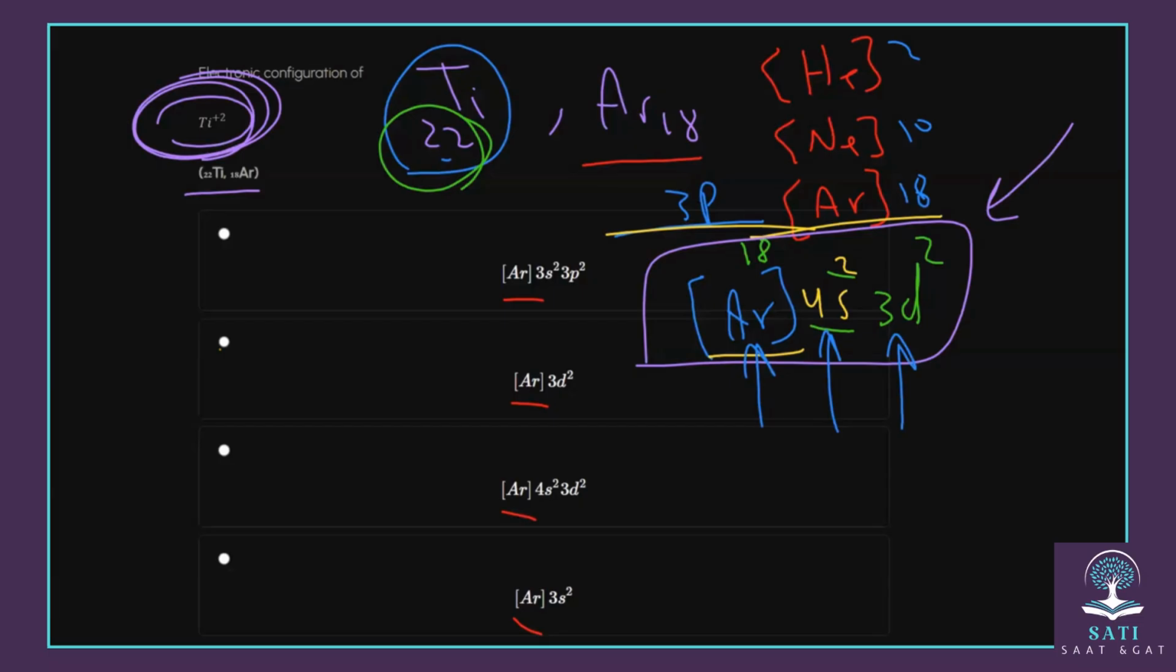Any element, when it loses electrons, loses them from the higher energy level. The higher energy level is represented by the number which is the coefficient of the sub-levels. Here we have 4s and here 3d. Which one is the higher energy level? It's 4s. So when it loses electrons, it will lose 2 electrons from the 4s. What will be left? Only argon, which is 18, and 3d with 2 electrons. So this is the answer.